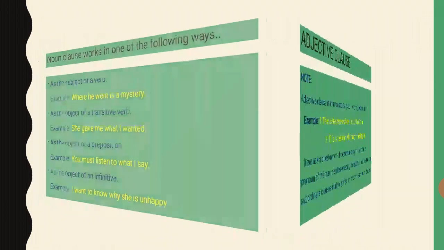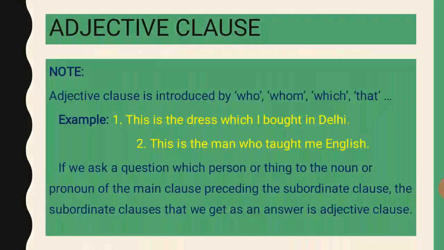So next group is adjective clause. A subordinate clause which functions as an adjective by qualifying a noun or pronoun preceding it in the main clause of a sentence is called an adjective clause. And the adjective clause is introduced by who, whom, which, that. Example sentences are here. This is the dress which I bought in Delhi. This is the man who taught me in English.